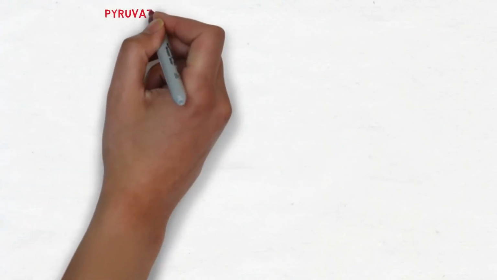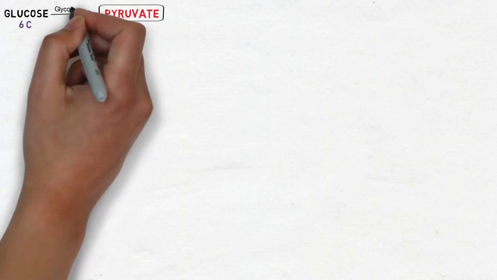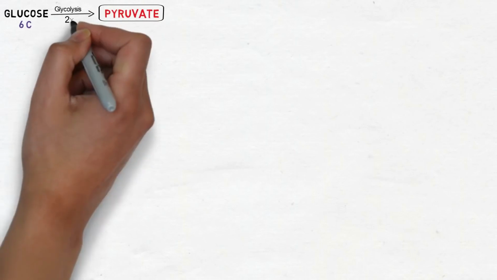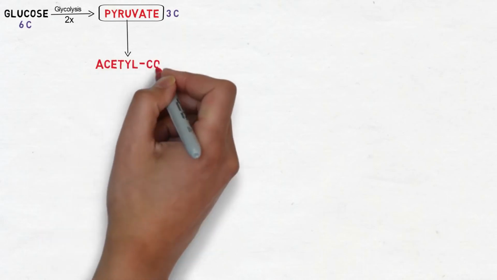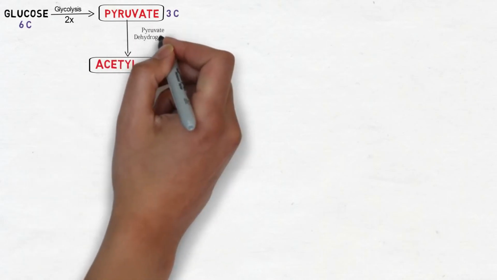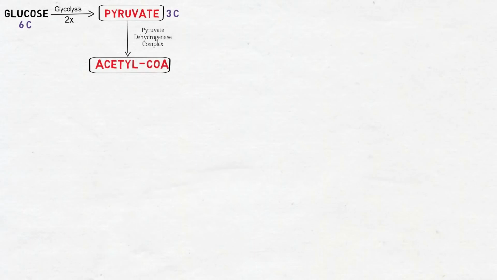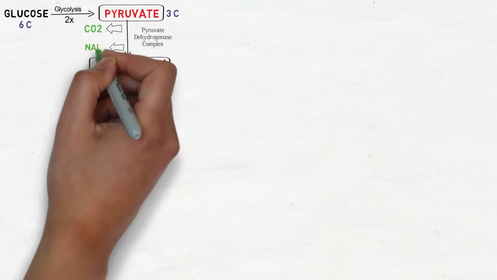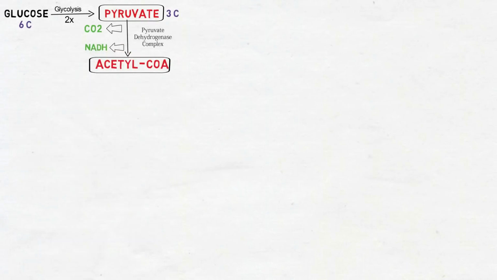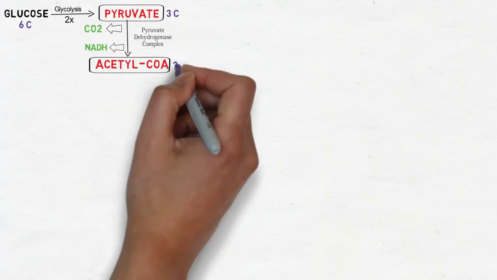The first step involved is actually a preparatory step which begins with pyruvate. Pyruvate is derived through the glycolysis of glucose, which is a 6-carbon compound, and it is split into 2 molecules of pyruvate, which is a 3-carbon compound. The next step includes the oxidation of pyruvate into acetyl-CoA by the enzyme pyruvate dehydrogenase complex. And in this reaction, a molecule of carbon dioxide and a molecule of NADH is generated. The acetyl-CoA is a 2-carbon compound.